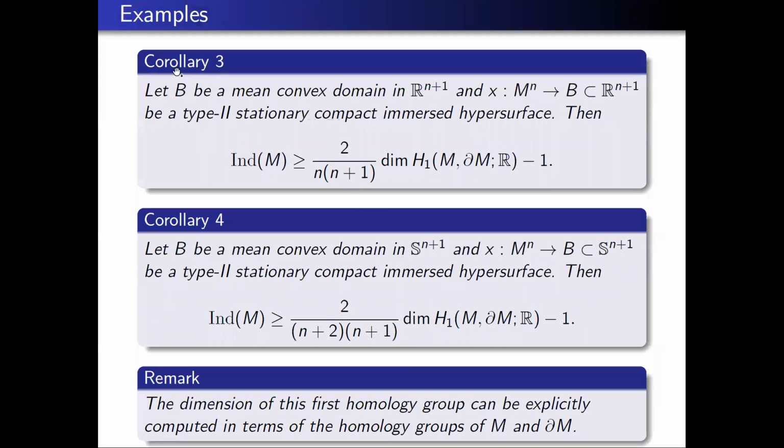And we also have 2 examples: when B is a mean convex domain in Euclidean space, and when B is a mean convex domain in a unit sphere. And we remark the first homology group can be explicitly calculated in terms of the homology groups of M and boundary M respectively.